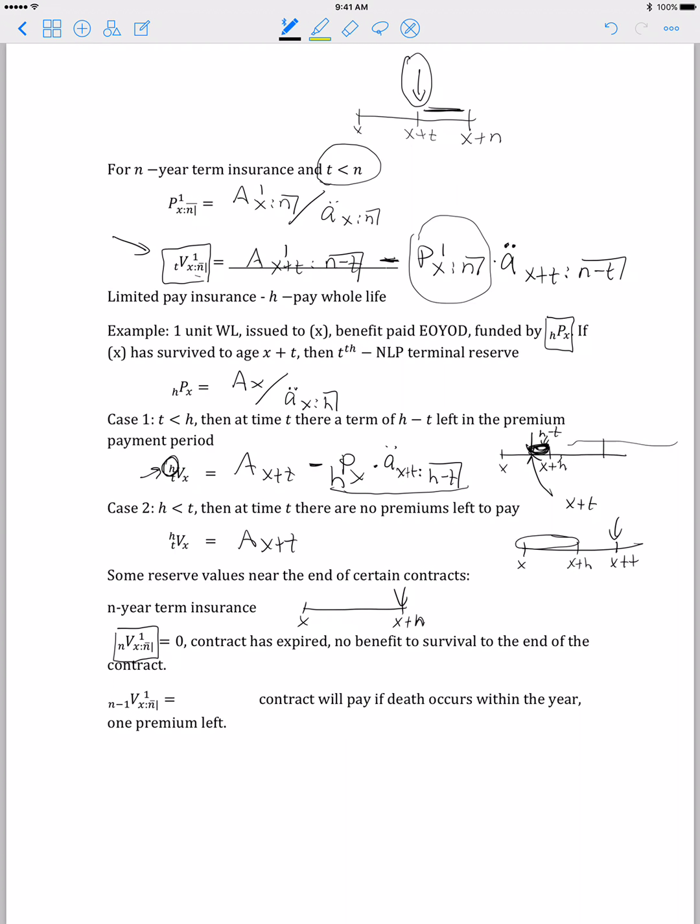So how about if we back up a year and think about it? Well, if we back up a year, then $1 of benefit will be paid if death occurs in the next year. So the probability of death occurring in the next year is going to be the Q, right? Q x plus n minus 1. And the $1 has to be discounted back 1 year. It's going to be paid at maturity if death occurs in that time interval.